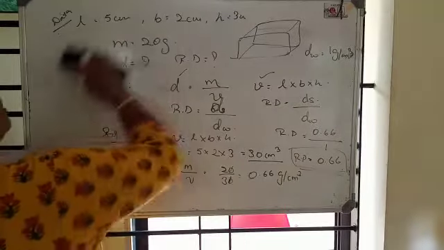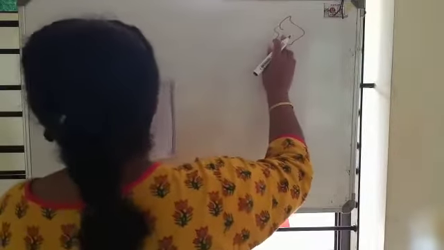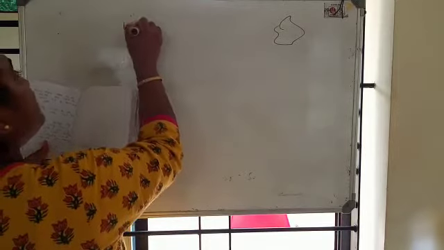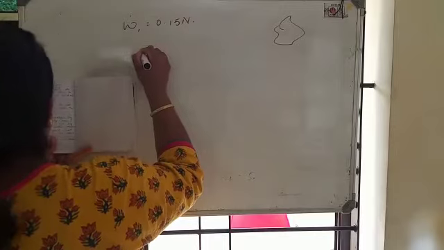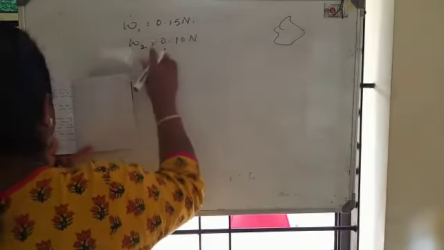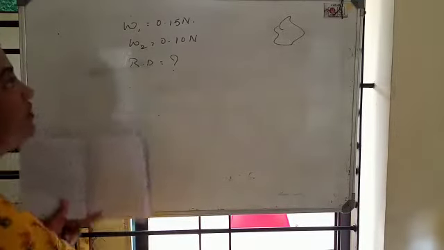The solid weighs 0.15 Newton in air. So let me consider that as W1, that is equal to 0.15 Newton in air, and 0.10 Newton in water. Find the relative density of the solid. So you have to calculate the relative density of the solid.